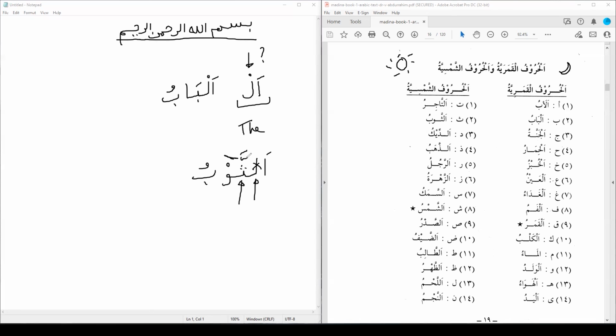Why? Because there's shadda here. This shadda, which appears on the letter directly after the lam, is a sign that this is a sun letter, and therefore the lam should not be pronounced. Whereas if there is no shadda, this means that it is a moon letter, and the lam should be pronounced.